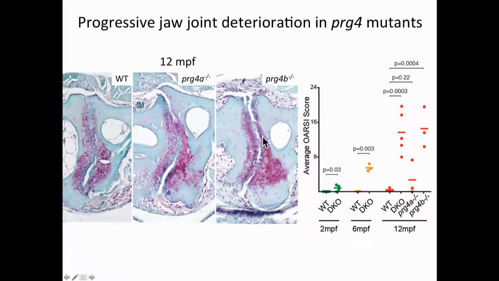And when we look at just the single mutants at 12 months post-fertilization, much like you would expect from the PRG4B being expressed within the jaw joint, it was just the PRG4B single mutants that had that joint deterioration phenotype by 12 months, and the PRG4A were more comparable to wild types.